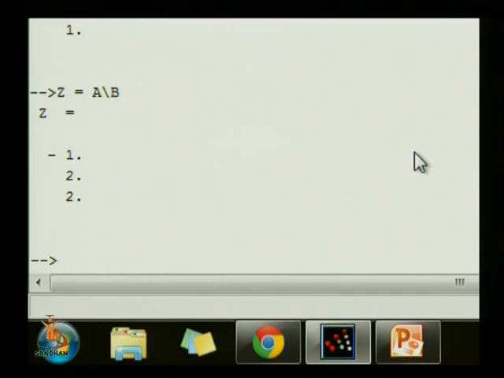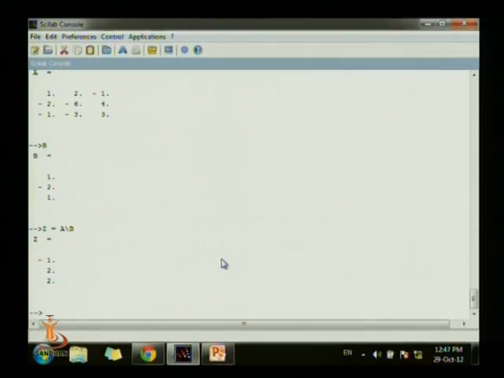Isn't this wonderful? Scilab is great. Now suppose you have a 5 cross 5 matrix, I mean a 5 cross 5 linear equation, and you need to solve it. We cannot imagine how much time it will take. Of course we can solve it given the freedom of time.